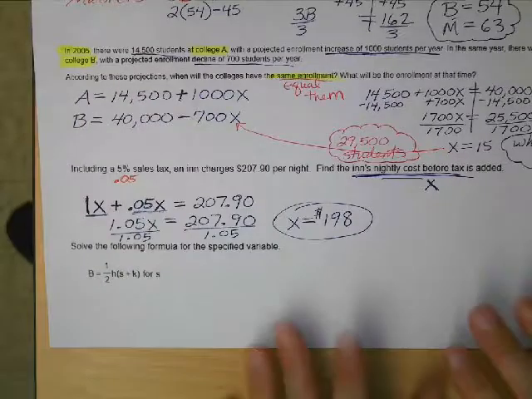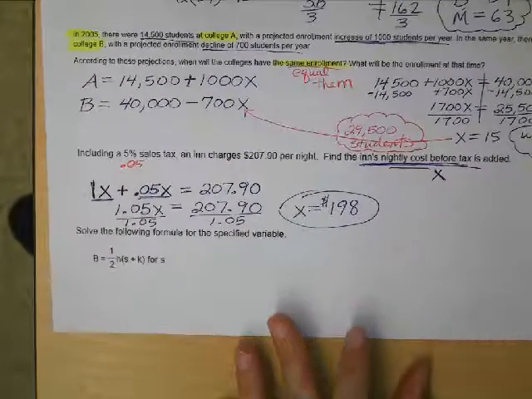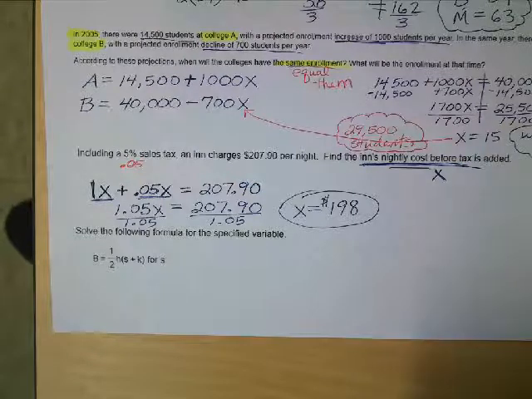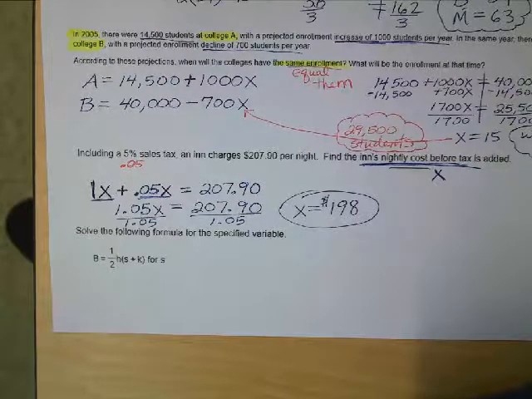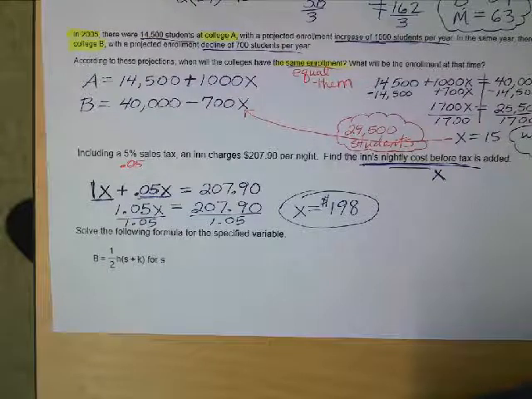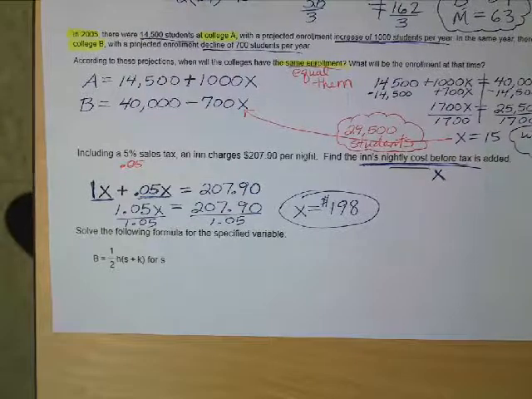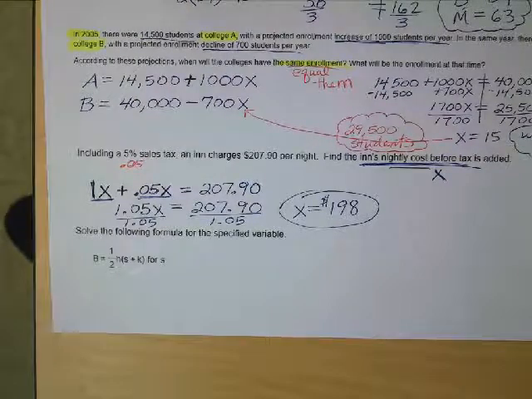Is it like $10? It's a little less. Yeah, it was 207.90 with the tax, and without the tax it was 198. It's just under $10. You're right, it's like $9.90 was the tax.